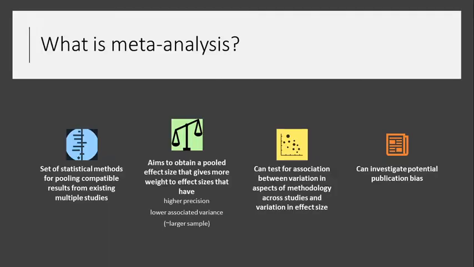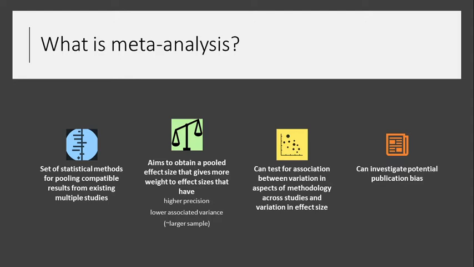So what is meta-analysis? It's a set of statistical methods for pooling results from different research studies that have investigated similar things. And when you're pooling things like effect sizes, you need to make sure that they're compatible with each other so that they're on the same scale. And I'll talk about that.